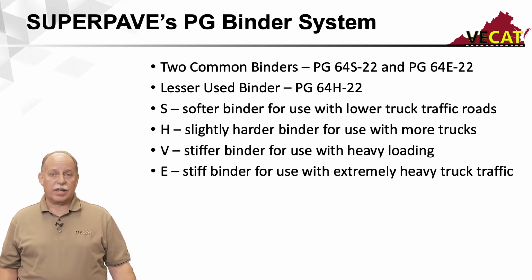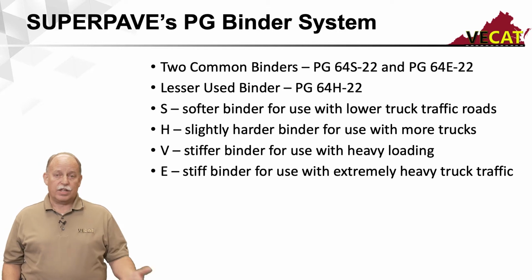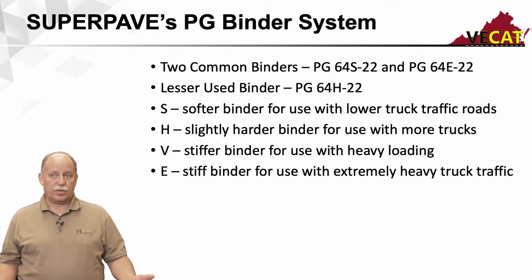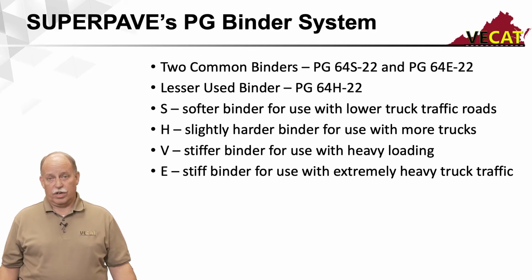So that S, again, is a soft binder. It's used on the lower traffic levels. H is slightly harder. It's used when you have more trucks. V, again, not used a lot in Virginia, but it's a stiff binder used for heavy loading. And then that E mix, that is the binder that's used for extremely heavy truck traffic like we see on our interstates.